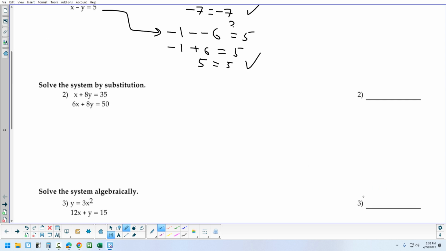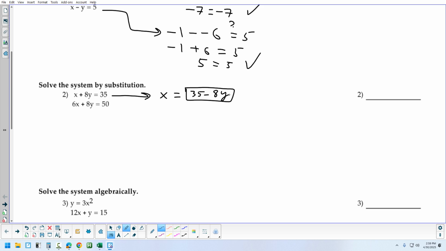All right, so next one we're going to take a look at is substitution. And the goal here is to look for an equation that has a letter with a single number 1 in front of it and try to solve it for that. Do we have an equation here that has a 1 in front of a variable? The first equation. Yep. So which letter would it be easiest to get by itself? X. Yep. So if we solve that top equation for x, what would we get? x equals 35 minus 8y. Yep. So now we got x by itself.